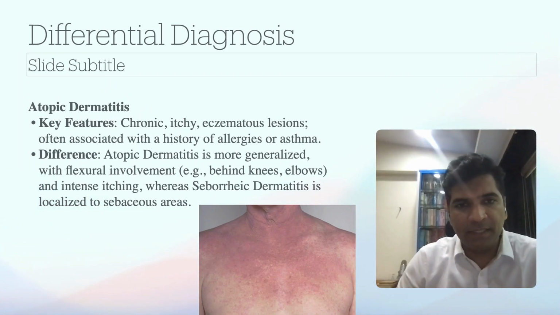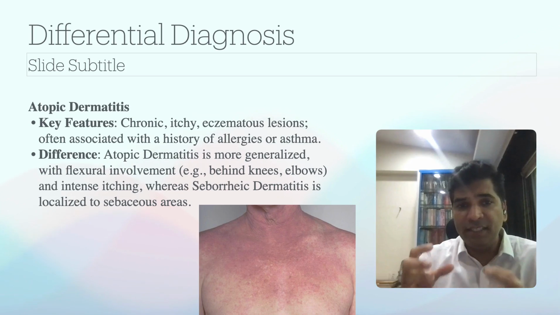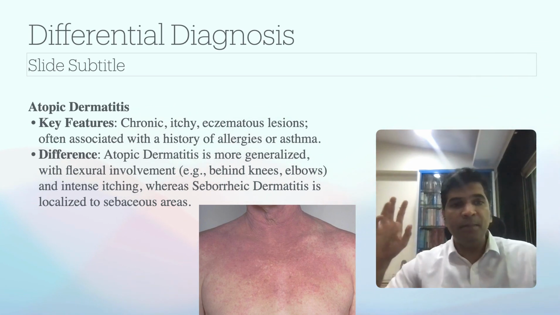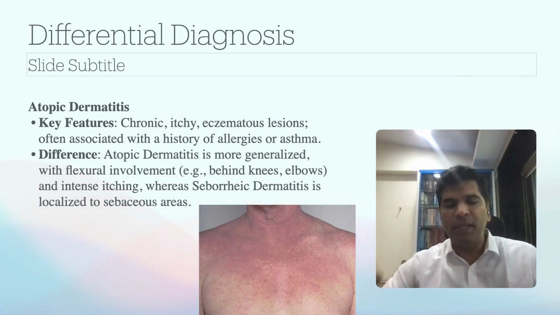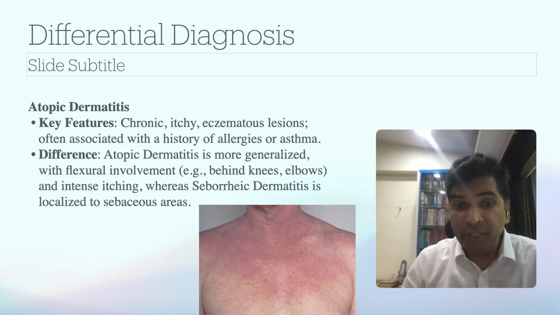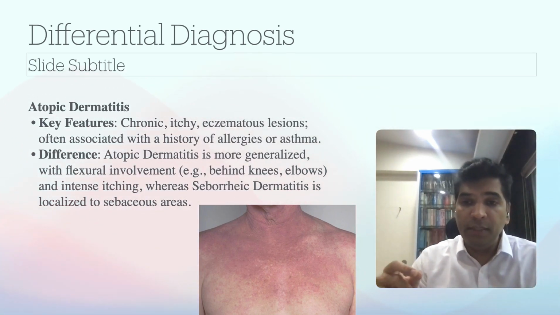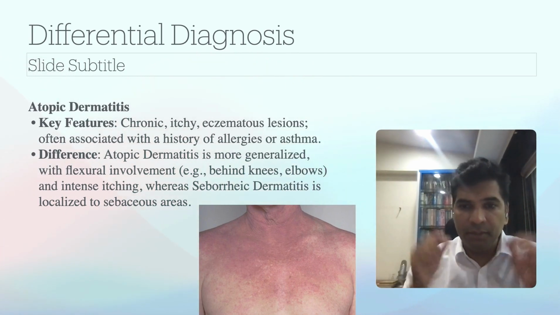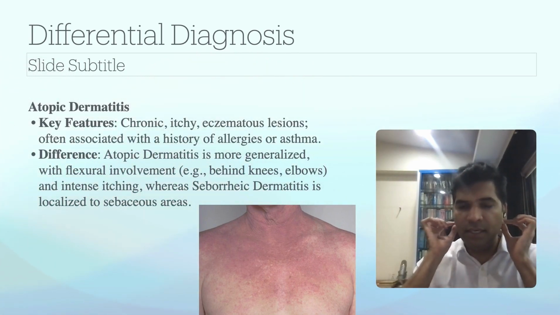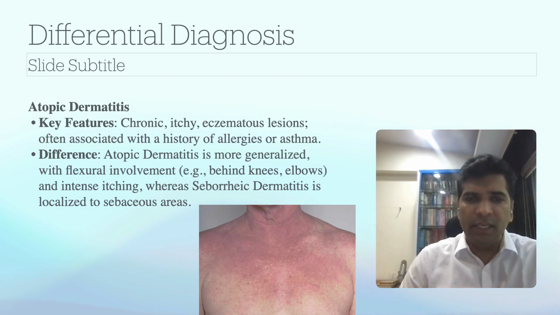Then there is atopic dermatitis. The key feature here is chronic itchy eczematous lesions, often associated with a history of allergy. So how to differentiate seborrheic and atopic? Atopic means allergy, so allergic dermatitis. Nowadays it has become very common because females use artificial gold jewelry. They get continuous eruptions at the ear level or near the chest level, where the locket comes. Very common eruptions which you get: atopic dermatitis.